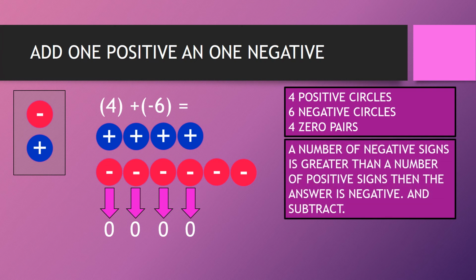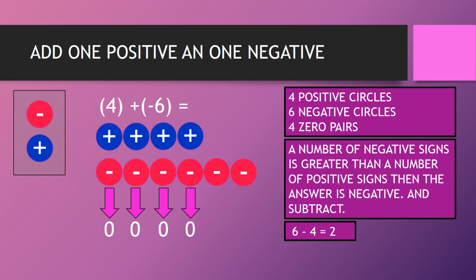The number of negative signs is greater than the number of positive signs. Then the answer is negative, because the negative sign is the sign that appears more frequently. When the sign that appears more frequently is negative, the final answer is negative. In my example, the negative number is more frequent than the positive number. Now my answer is negative.